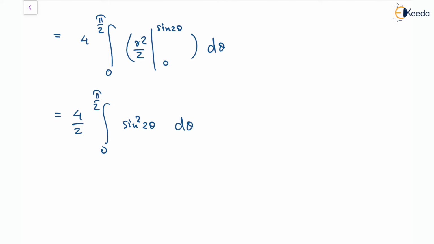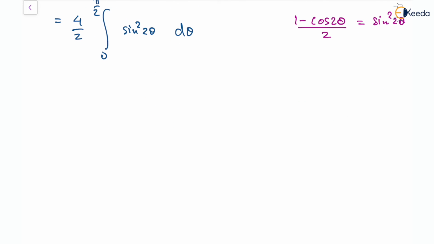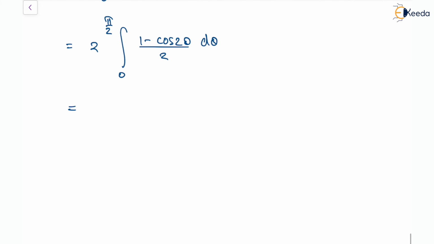Now this sine square 2 theta, we know that 1 minus cos 2 theta by 2 is going to be sine square 2 theta. So using that, this integration will become 2 times integral 0 to pi by 2 of 1 minus cos 2 theta by 2 d theta. This 2 can also be taken outside, so 2 divided by 2 will become just 1. So integration of 1 minus cos 2 theta: 1 will give you theta, minus cos 2 theta will give you minus sine 2 theta by 2, and that's it. We need to put the limits 0 to pi by 2.